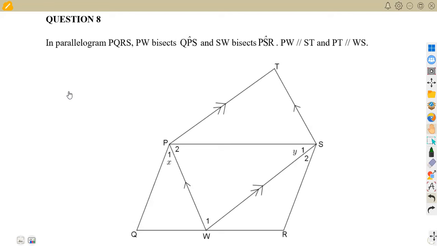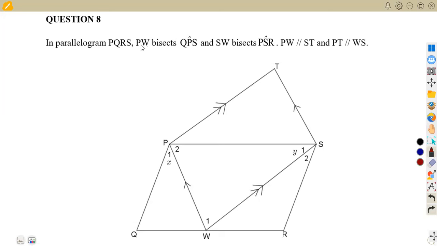We are still on our mathematics for grade 10, working with Euclidean geometry, working with our question papers. This is another exam question that we're going to consider, question number 8. In parallelogram, we are given P, Q, R, S. This is the parallelogram P, Q, R, S, this whole part here. This is our parallelogram, all right?